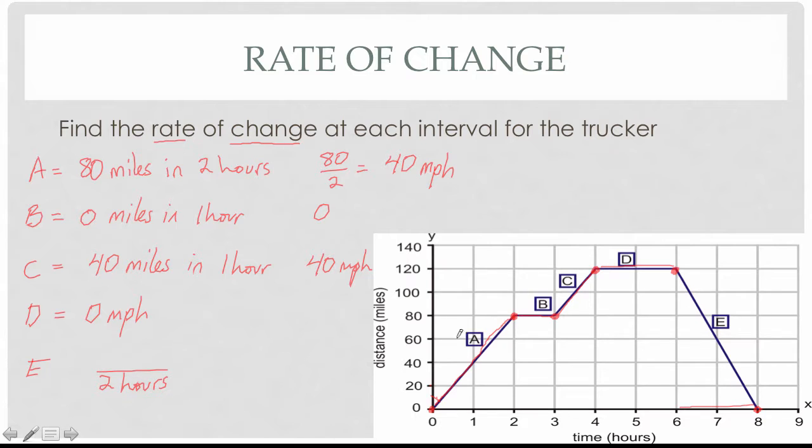And how many miles does he travel? Goes from 120 to 0. So negative 120 miles. So his rate of speed is now negative 60 miles per hour because he's going in the opposite direction. It's a decreasing slope. His distance away is decreasing. And he's going faster because he's excited to get home to see his dog, or he's excited because now his truck isn't so heavy. He's delivered all his goods.